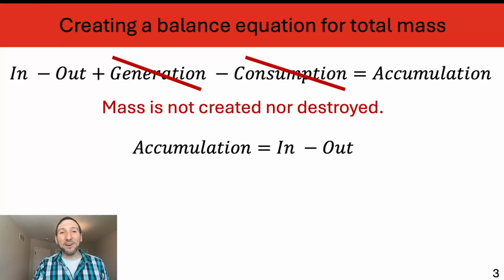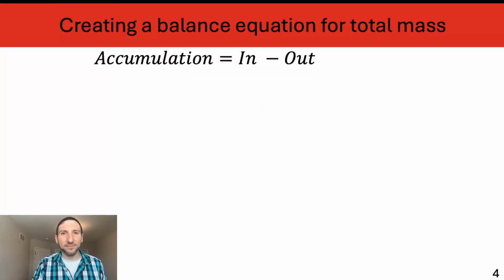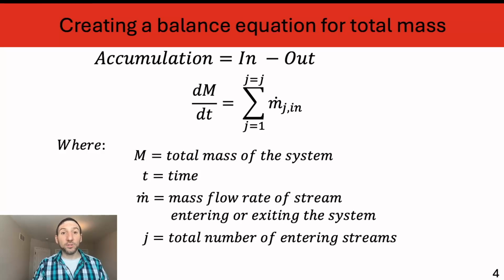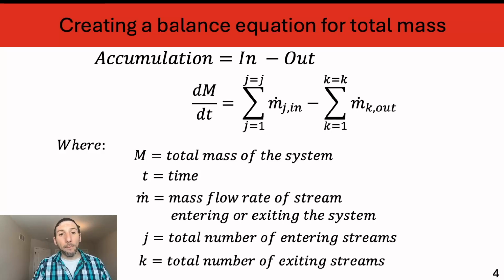So now, looking at this on a mass basis, doing a mass balance, let's convert that accumulation equals in minus out into math. So in this case, we're going to have the change in mass with respect to time equal the sum of all the streams that are entering our system minus the sum of all the streams that are exiting our system. And that's our mass balance.